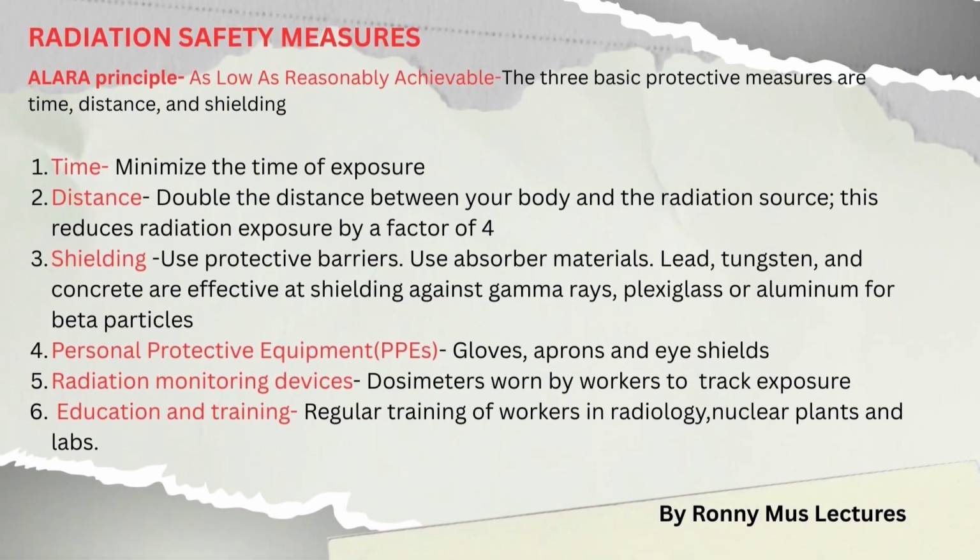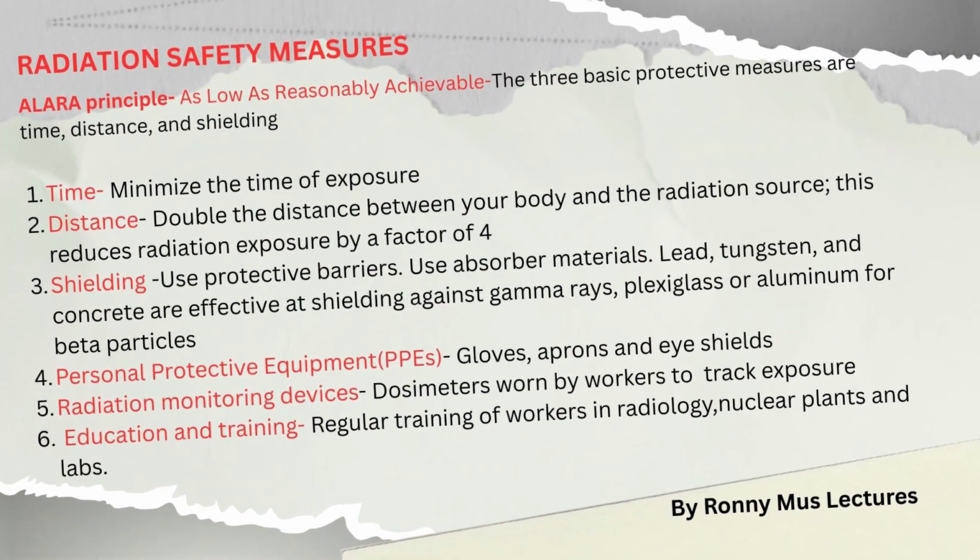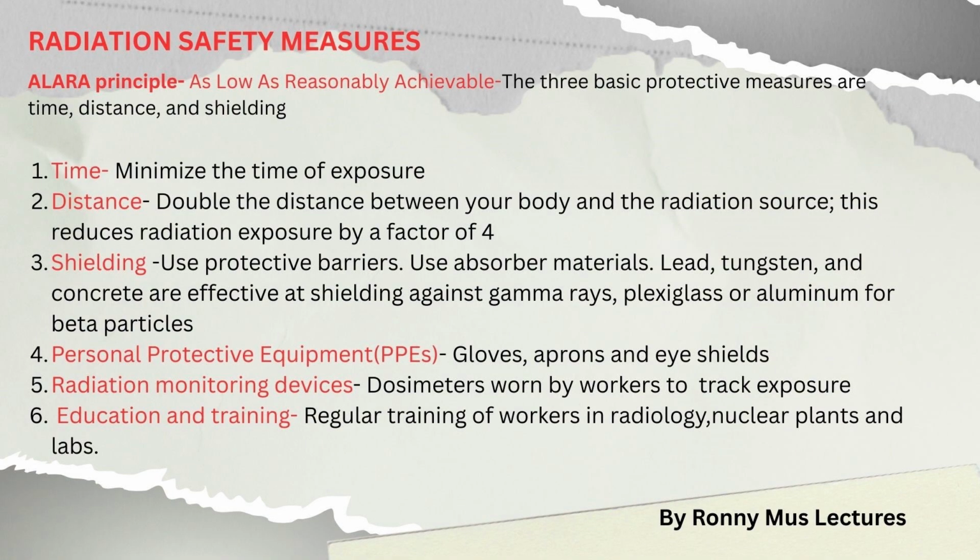We look at radiation safety measures. Here we use the ALARA principle. ALARA stands for as low as reasonably achievable. So time, distance, and shielding are the 3 basic protective measures that are very, very important. For time, minimize the time that you're exposed to a certain type of radiation. Distance, double the distance between your body and the radiation source. Shielding, use protective barriers, use absorber materials.